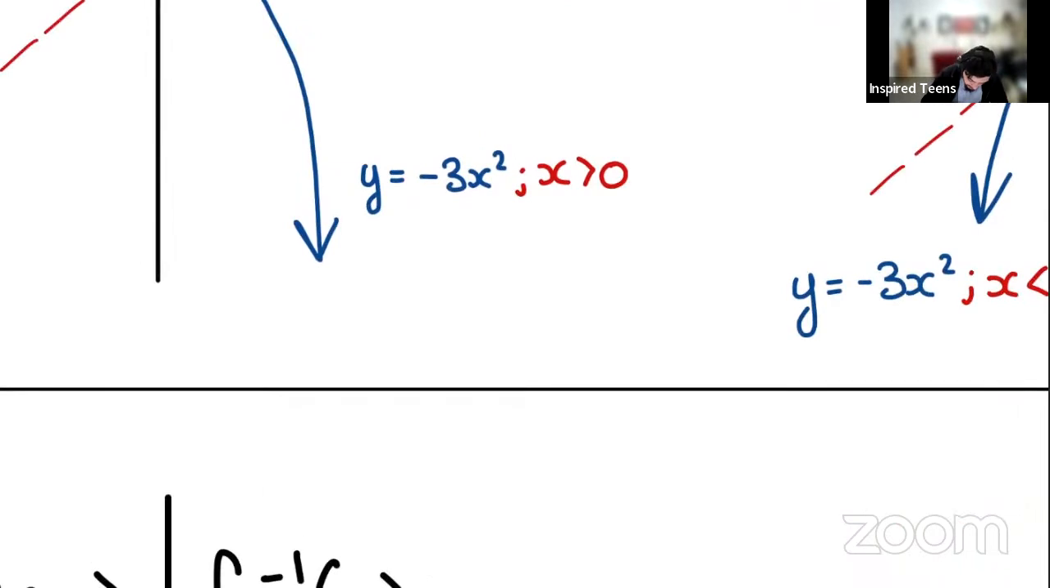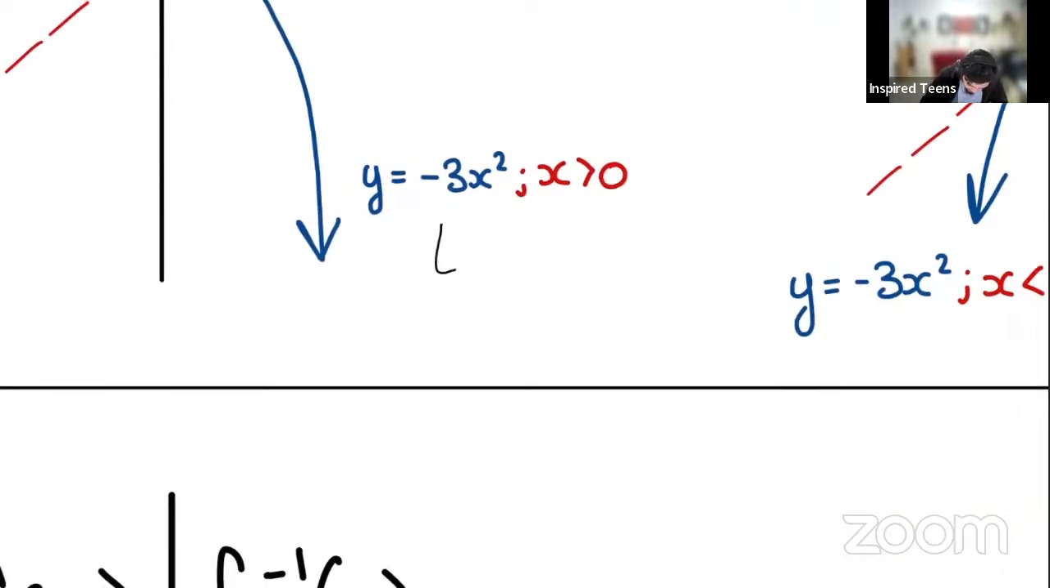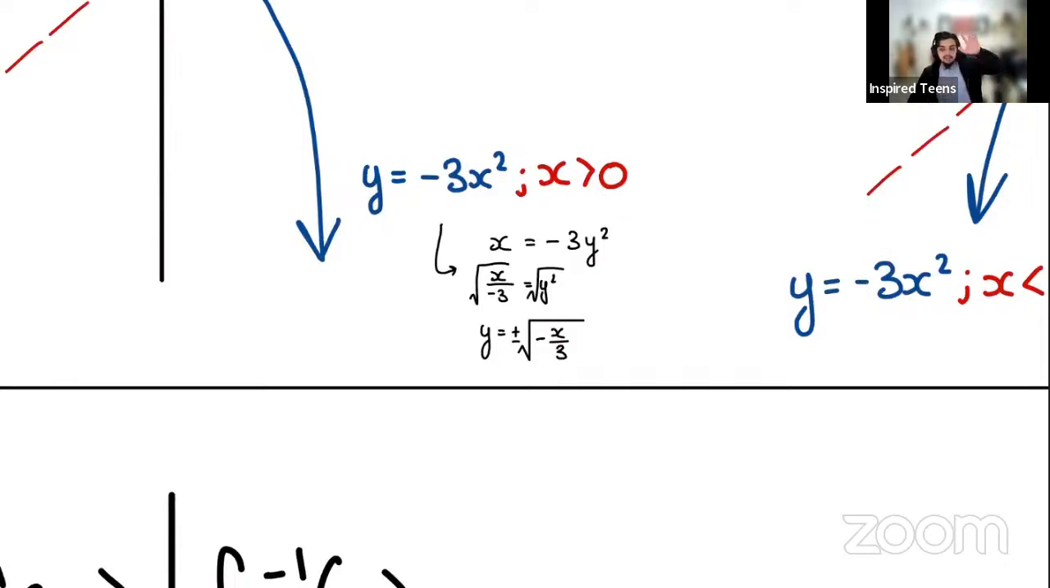So let's quickly do it really small here. If I had to find the inverse of this, I'm going to flip x and y. Then I have x over negative 3, which is equal to y squared, and then I square root both sides, and I have y is equal to, again, outside I have plus minus square root of negative x over 3.